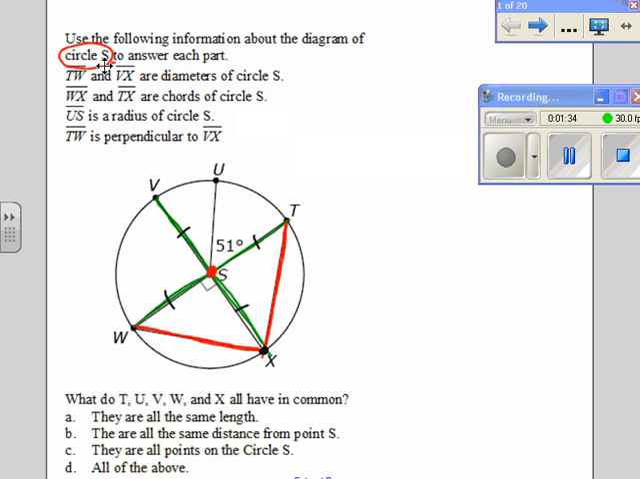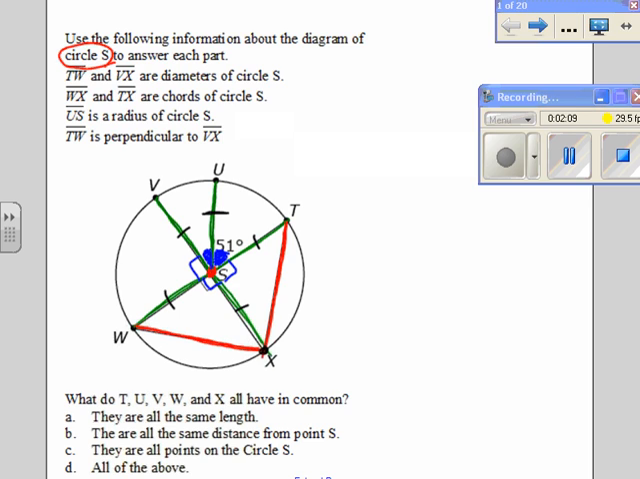Okay? It says that US is a radius of circle S. Another thing that you probably could have figured out, because if S is the center and U is on the circle, then obviously it is another radius right there. It also tells you that TW is perpendicular to VX. So you know that this is 90 degrees, and this is 90 degrees, and this is 90 degrees, and you know that this entire area, and I'm going to color it in so that you can see it, there and there combined is also 90 degrees.